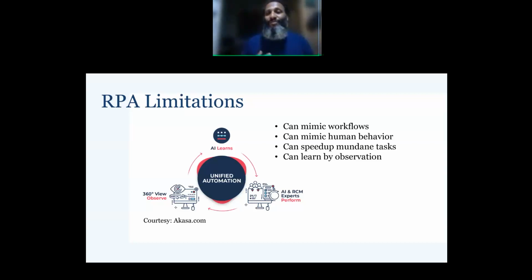And it can learn by observation. You don't have to program it. You don't have to configure it. You just have to let it watch you. That's all. So it can learn by observation. These are some advantages of RPA. What are the disadvantages of RPA?